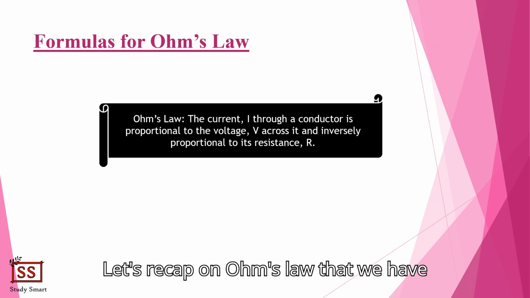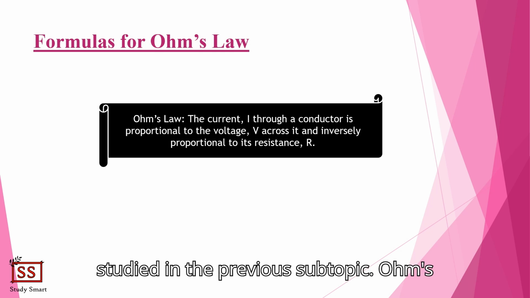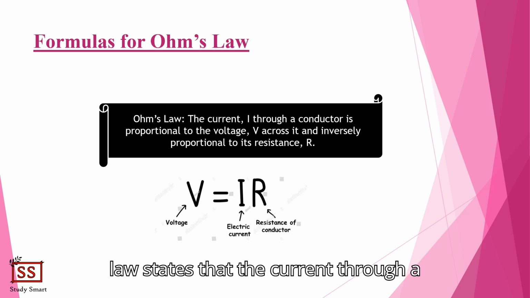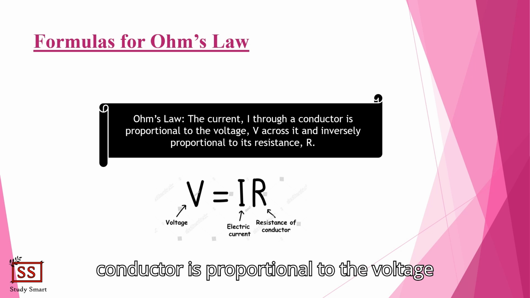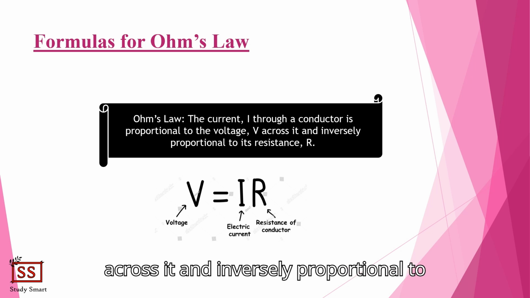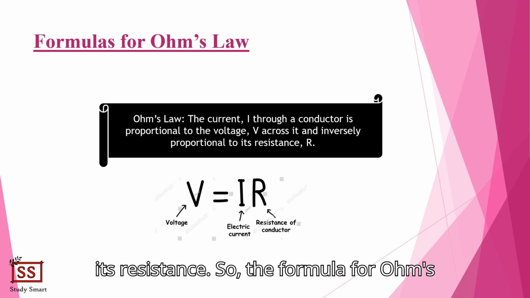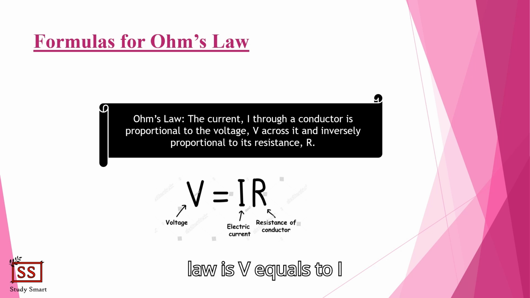Let's recap on Ohm's law that we have studied in the previous subtopic. Ohm's law states that the current through a conductor is proportional to the voltage across it and inversely proportional to its resistance. So the formula for Ohm's law is V equals I times R.